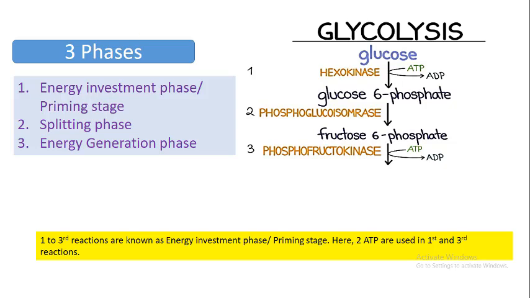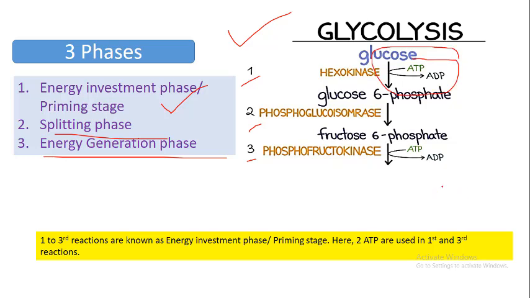Glycolysis has 3 phases. These phases are: first one is energy investment phase or priming stage, second splitting phase, third energy generation phase. This is the energy investment phase: first 3 reactions, 1, 2 and 3. Here 2 ATP are used in first and third reactions.